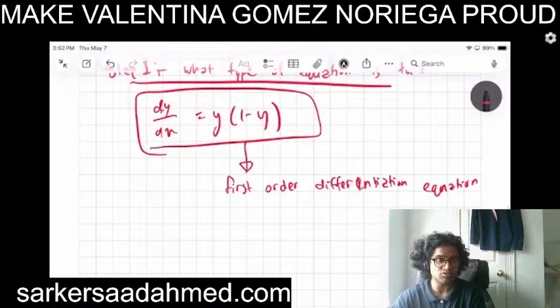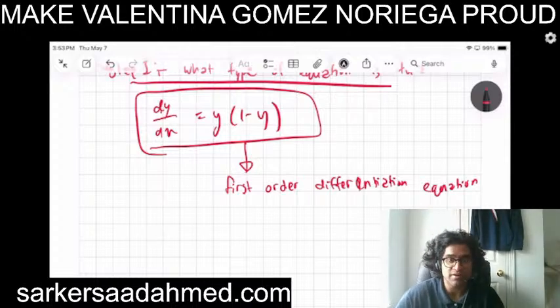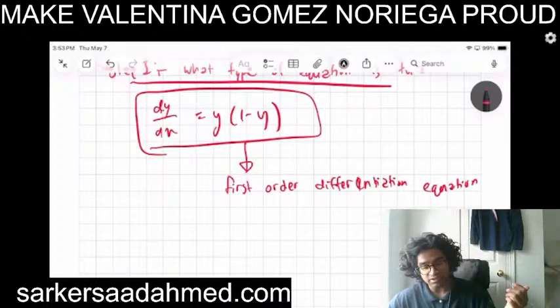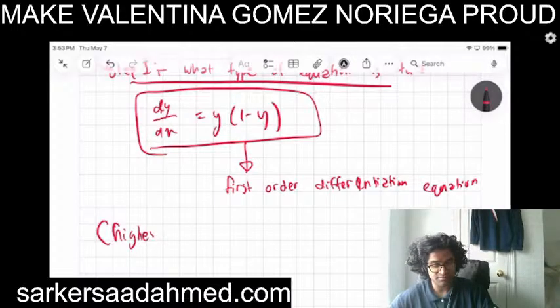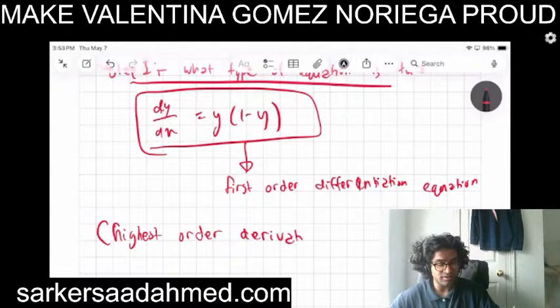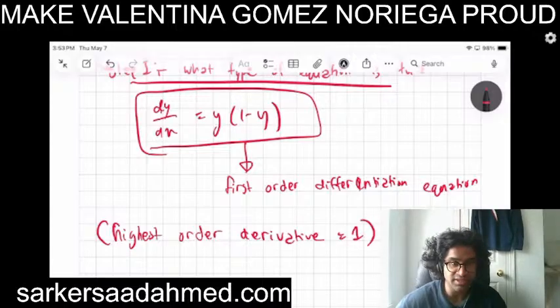And obviously, if I have d square y by dx squared, that's the second order. d to the power 3 y by dx cubed, that's third order, and so on and so forth. And so we're going to have d to the power n y divided by dx to the power n. Cool. So this is the first order differential equation, and obviously the highest order derivative here is 1.